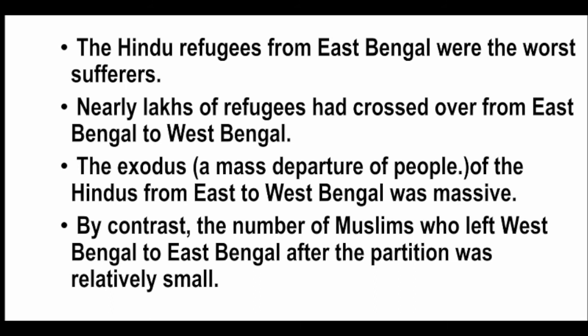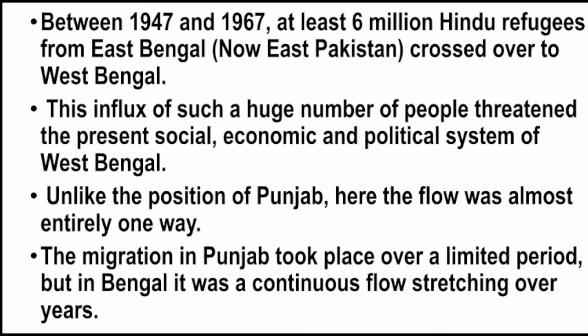So it put more pressure on the government of West Bengal as well as on the central government to rehabilitate such a large number of refugees or displaced persons. Between 1947 and 1967, at least 6 million Hindu refugees from East Bengal, which has now come to be known as East Pakistan, crossed over to West Bengal. This influx of such a large number of people threatened the social, economic and political system of West Bengal.